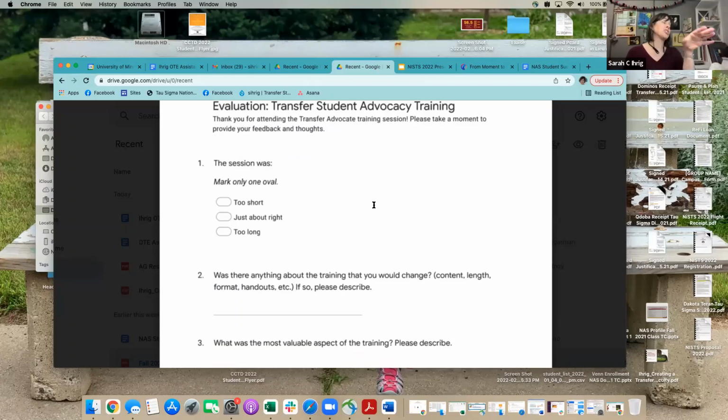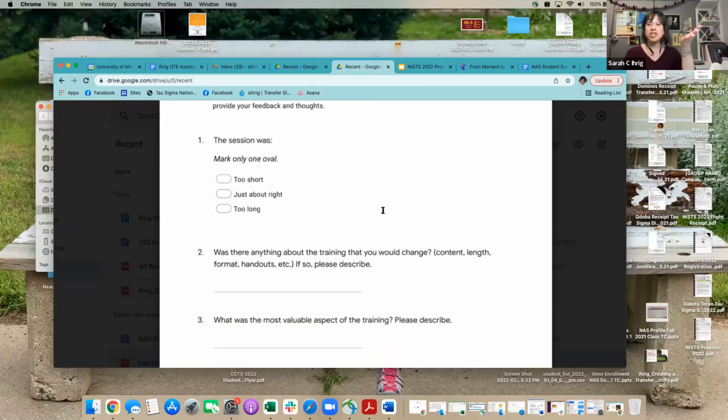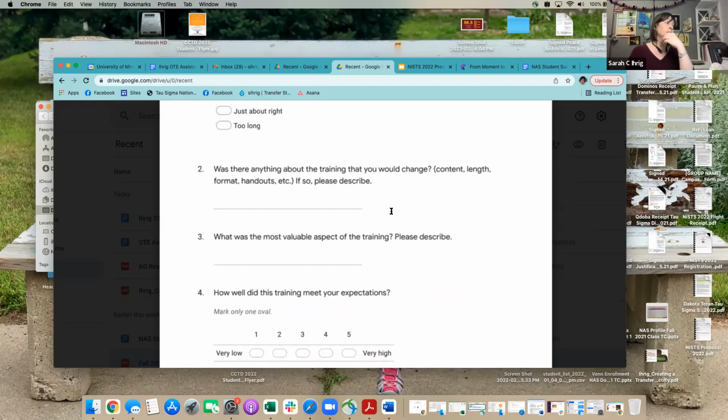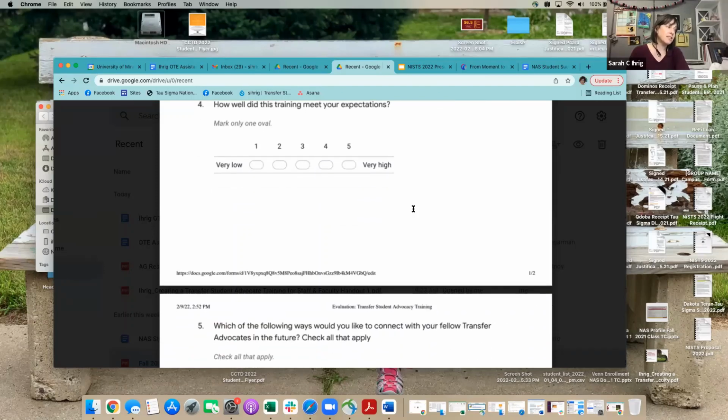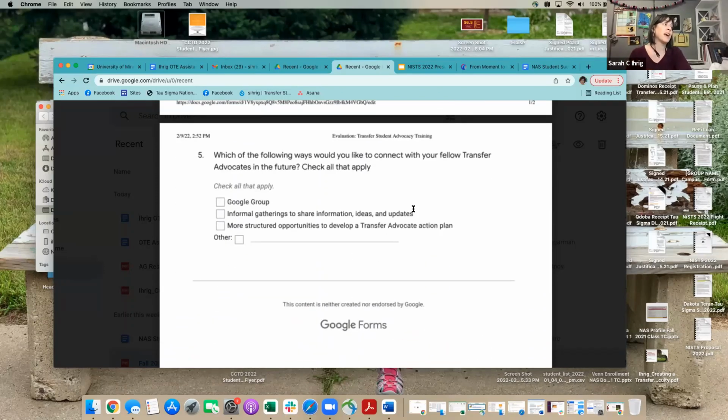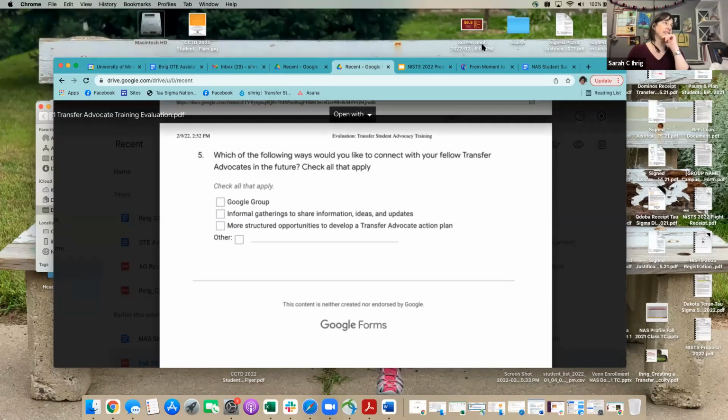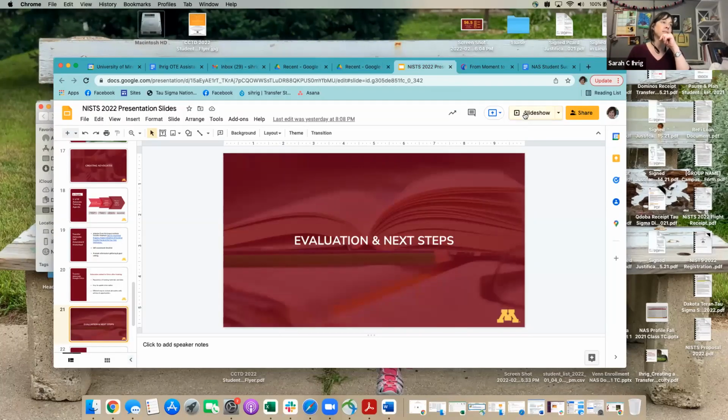All right, so really it's pretty short. I asked them about the session length, what feedback they have, if anything they wanted to change, content length, format, handouts, etc. I asked them what the most valuable aspect of the training was, if it met their expectations, and how they might want to connect with their fellow transfer advocates in the future, whether it's just through the Google group, whether it's through informal gatherings, or a more structured opportunity to develop a transfer advocate action plan to follow up on that. So it's kind of interesting to get their feedback.